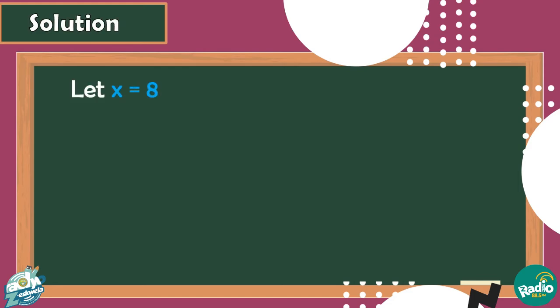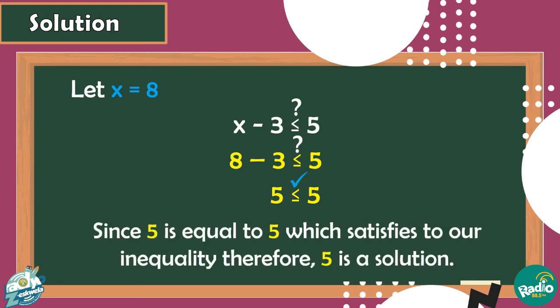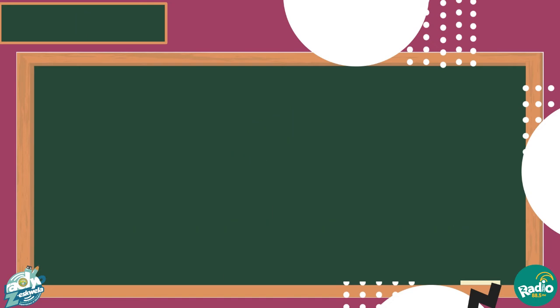And x is equal to 8. Using our given inequality, substitute the value of x, which is 8. It will become 8 minus 3 is less than or equal to 5. And it will become 5 is less than or equal to 5. Yes, since 5 is equal to 5, which satisfies our inequality, therefore, 8 is a solution.